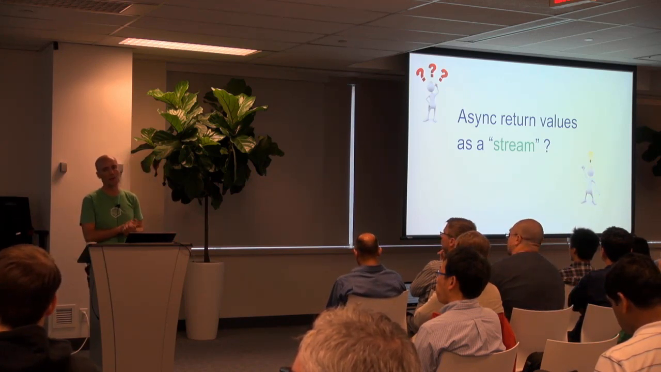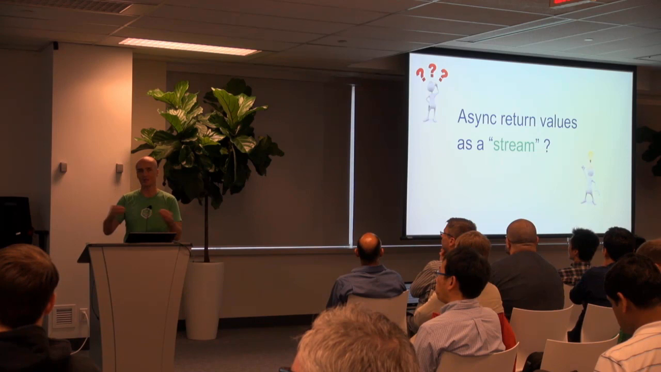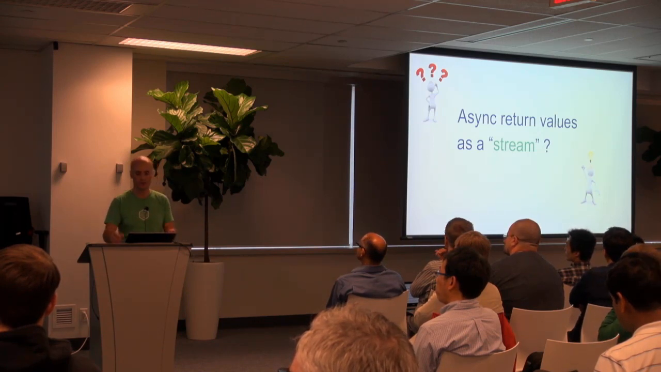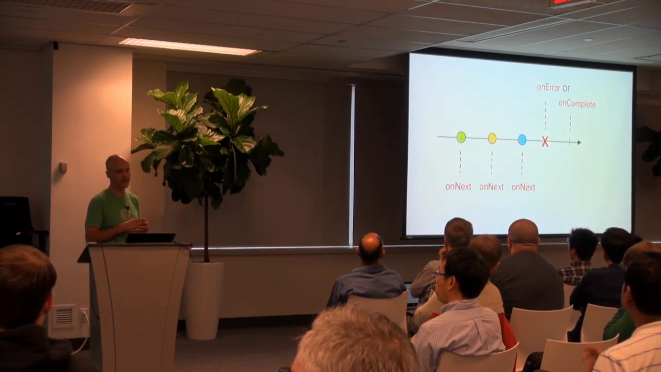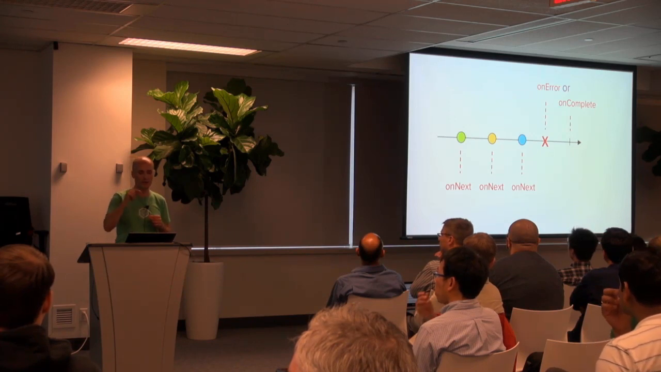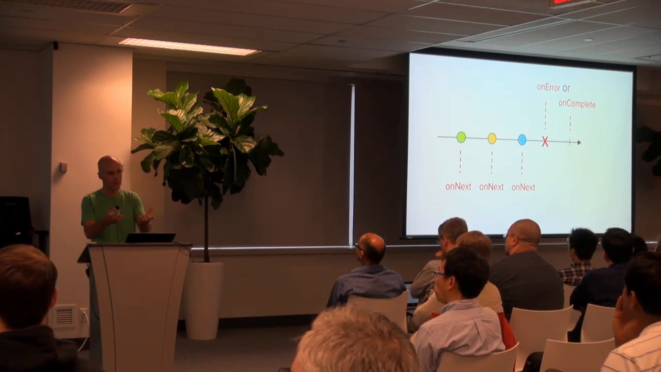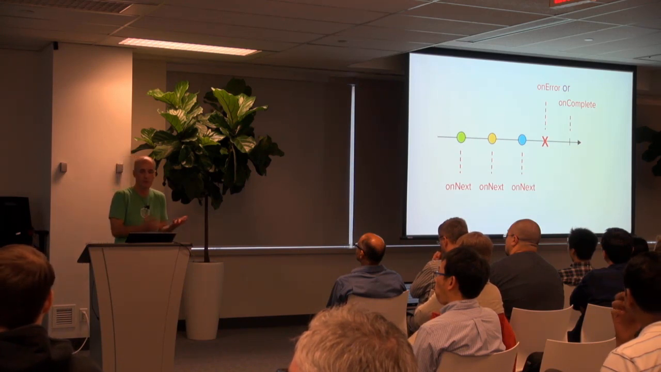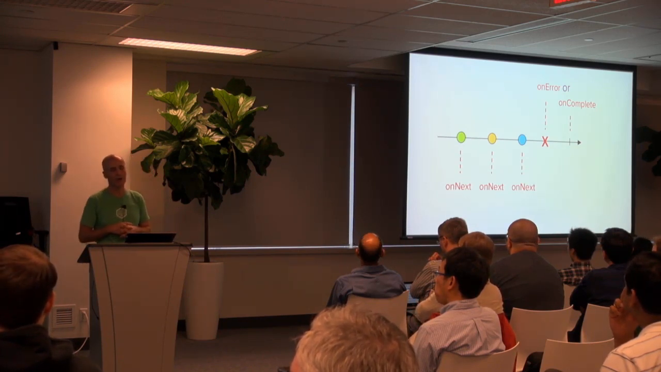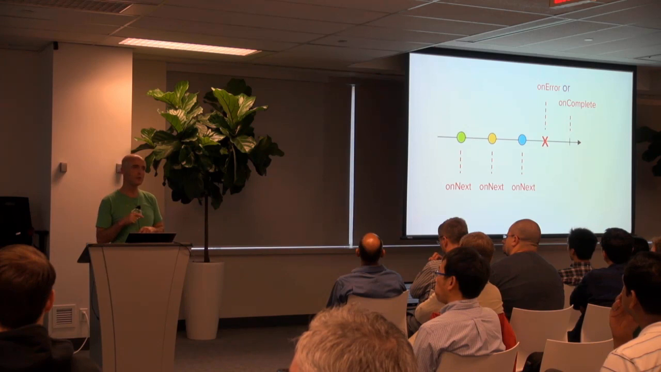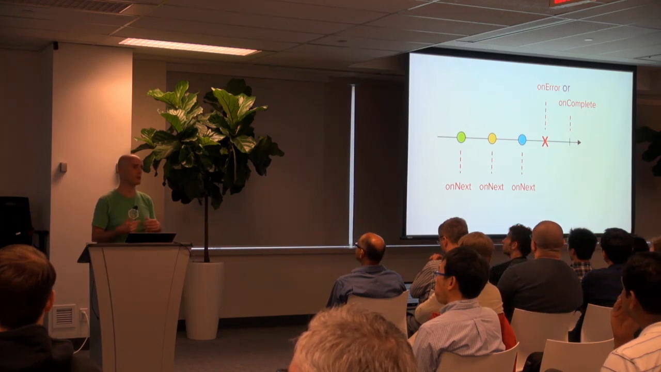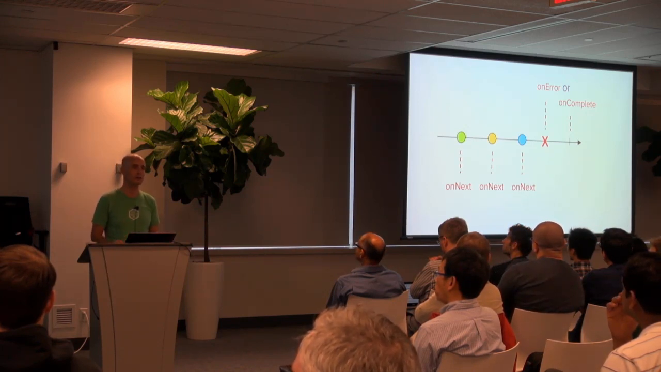What if we think about all async return values as just a stream of notifications? It looks like this. You get a notification for each next item. Here's another one, here's another one, here's another one. That may be one, or it could be many. It doesn't matter. And at some point, you may get an error or completion notification to tell you that no more values are coming or there was an error.